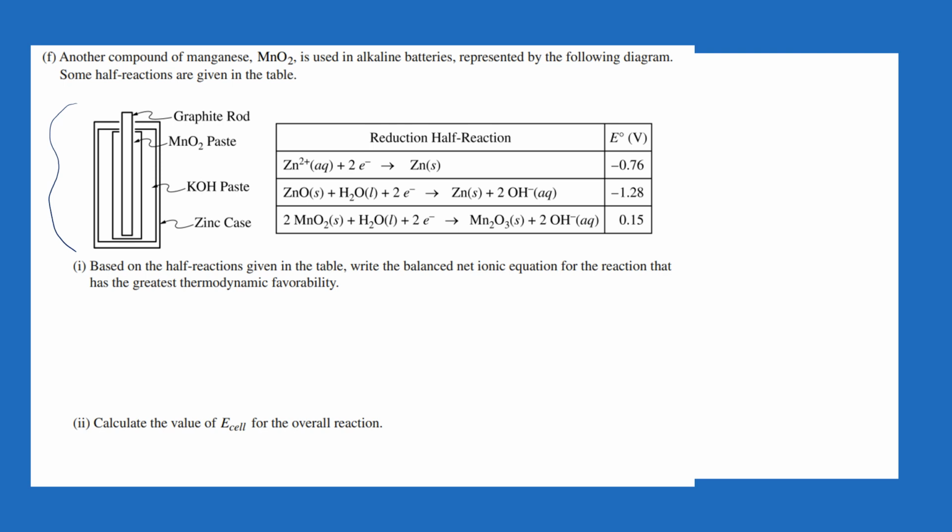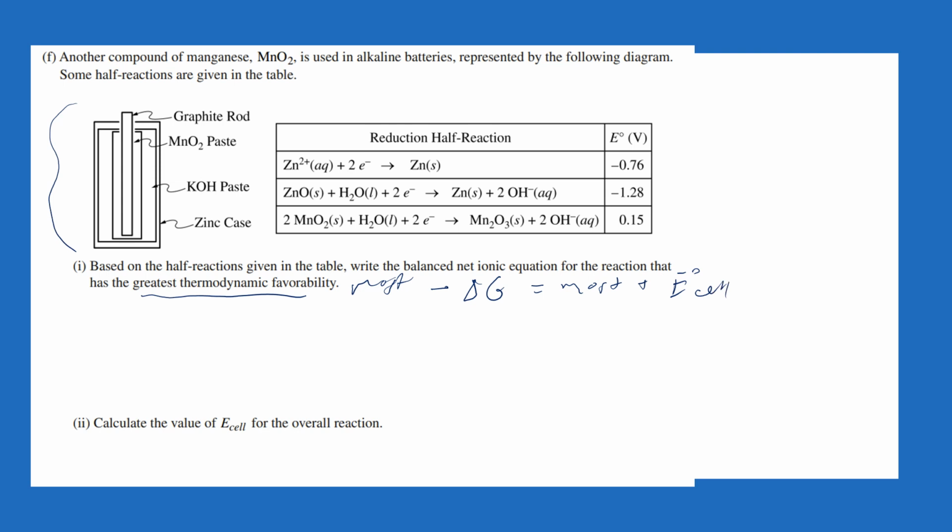Now, for part I, we want to write the balanced ionic equation for the reaction that has the greatest thermodynamic favorability. So that means that we're looking for the most negative delta G or the most positive cell potential.